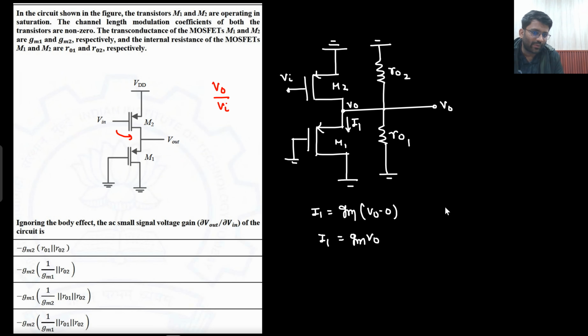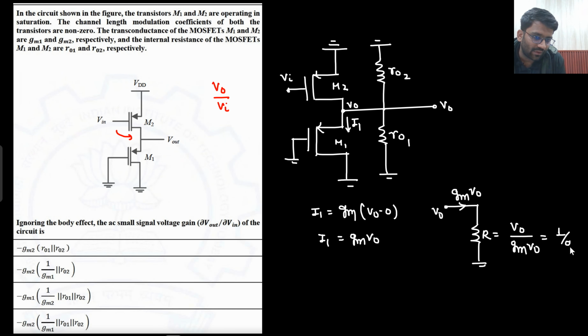So this is your V0 potential. From this V0 potential, how much current is flowing? gm V0 current is flowing downward. So from V0 to ground, what can you assume? You can assume a resistance. What will be the value of this resistance? From V0 potential, gm V0 current is flowing, so that value will be 1 by gm.